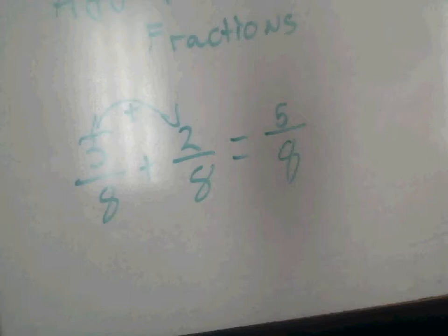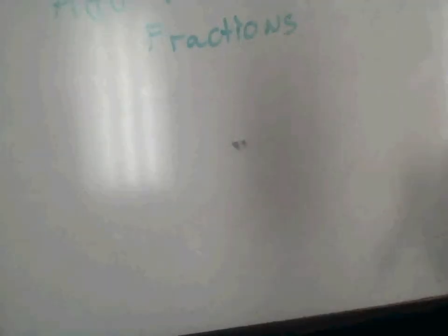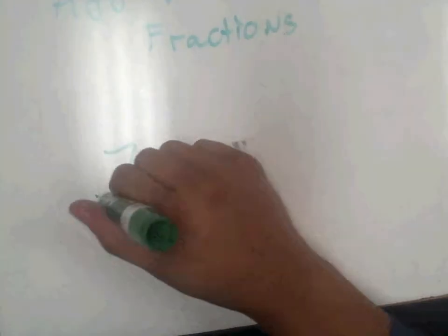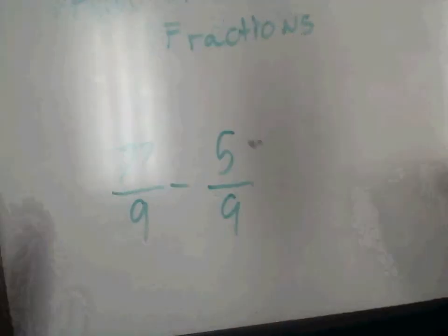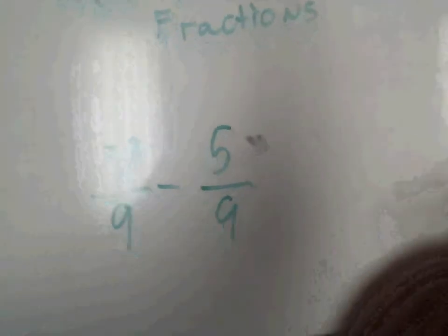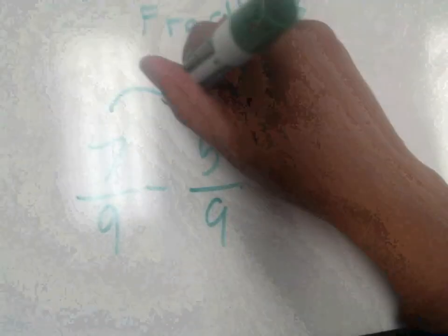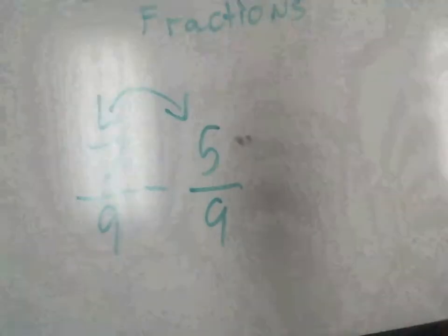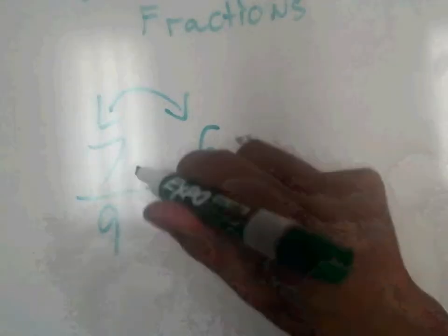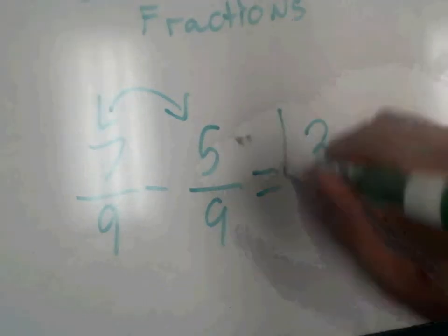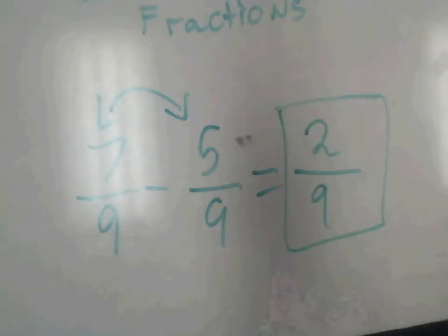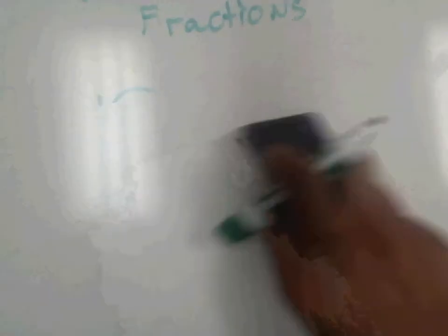So if we want to take a look at a subtraction one with like denominators, 7/9 minus 5/9, again, you are just going to subtract the numerators. You do not touch the denominators at all. 7 minus 5 is 2. Denominators stay the same. 2/9. Very simple. Okay? So, where it gets a little bit more complex is when you have unlike denominators.